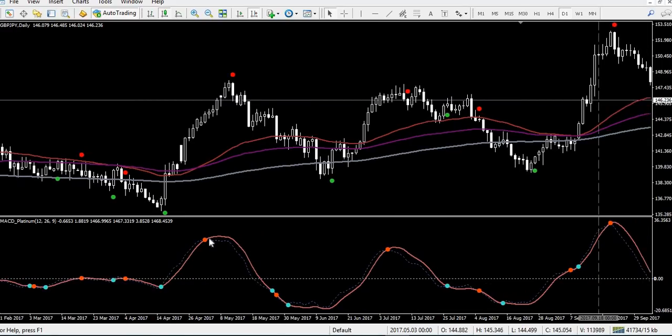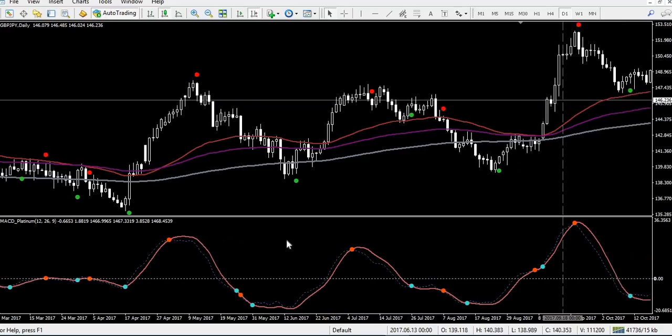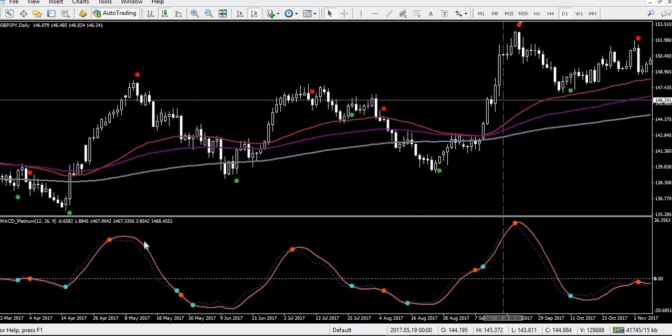So we're looking to sell if there's a red dot above the zero level, and if there's a blue dot below the zero level, we're looking to buy. So what I'd say is think of this MACD as a bit of a rubber band. The further it gets away from the zero level, the more it wants to come back to it.